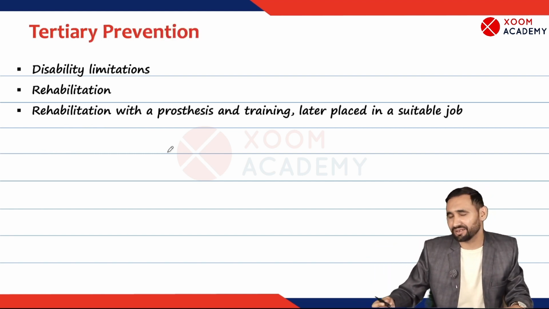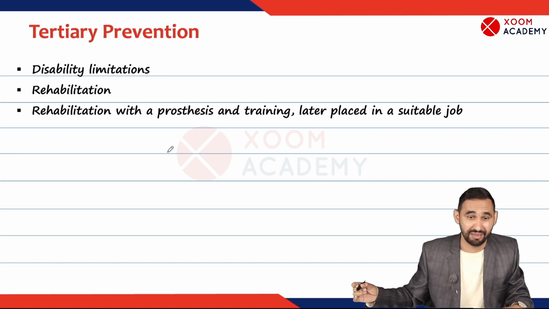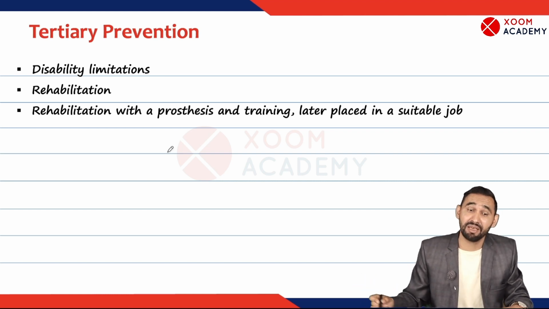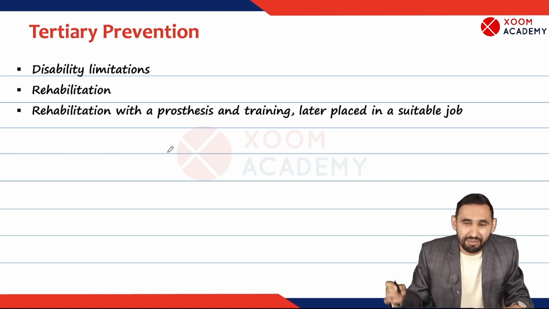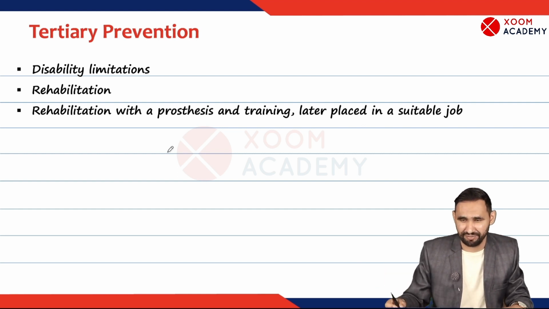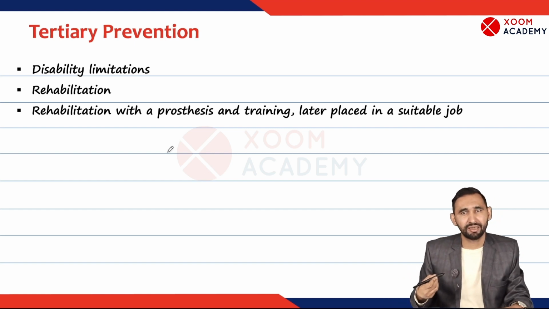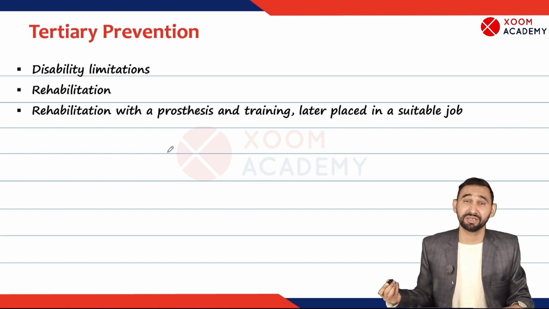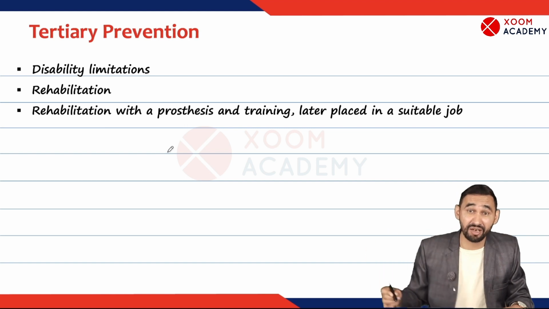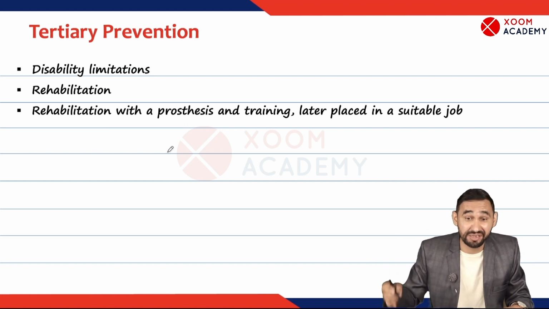Tertiary prevention. Cancer can cause disability. A person may become disabled. He may become bedridden. We need to rehabilitate them. There should be training. Sometimes in case of CA liver, we perform liver transplant surgery, and a liver or kidney is transplanted. So we need to change their job, give them a suitable, easy job.